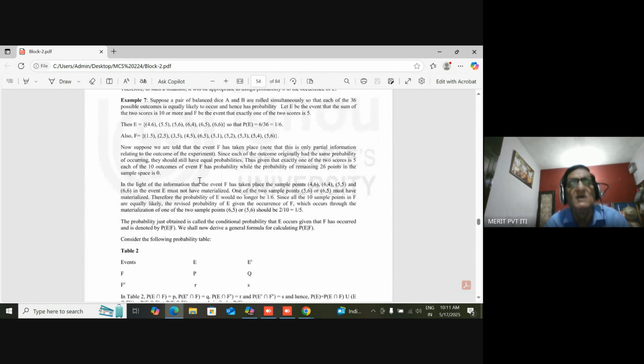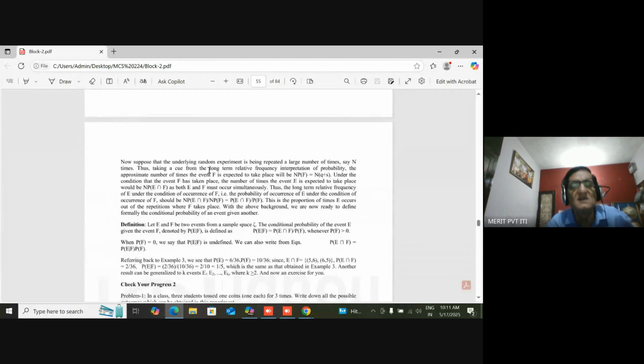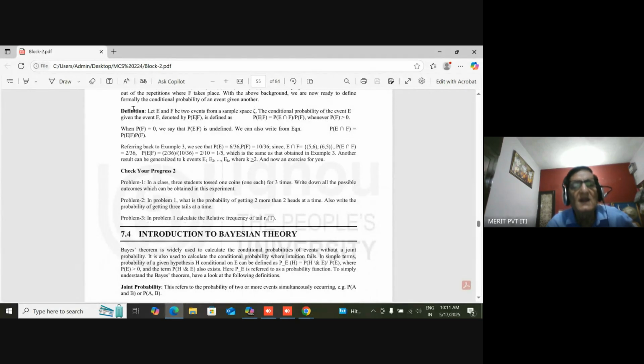Now, suppose we are told that event F has taken place. Note that this is only partial information relating to the outcome of the experiment. Since each of the outcomes originally had the same probability of occurring, they should still have equal probability. Thus, given that exactly one of the two scores is 5, each of the 10 outcomes in event F has probability 1 by 10, while the probability of the remaining 26 points in the sample space is simply 0. So this is the type of thing, table 2, event F, F star, E, and all these. Let E and F be two events from a sample space.